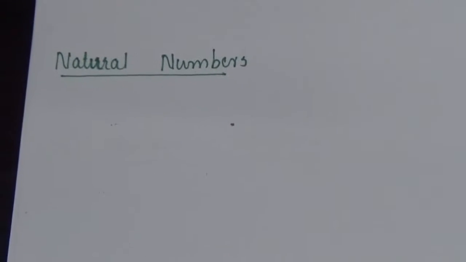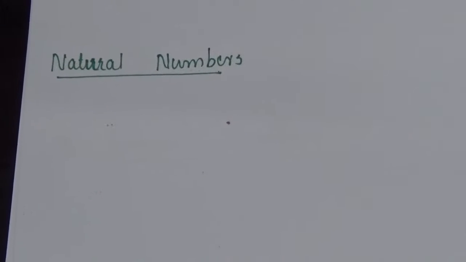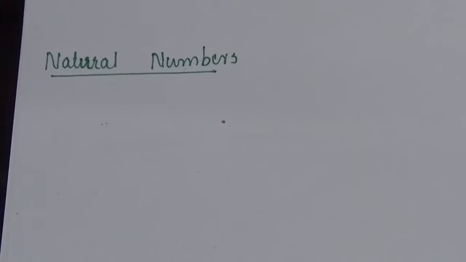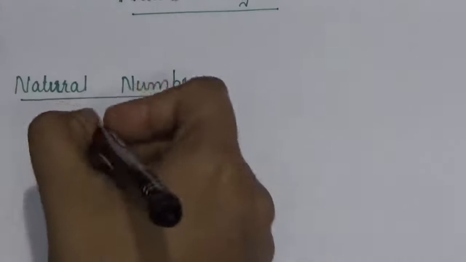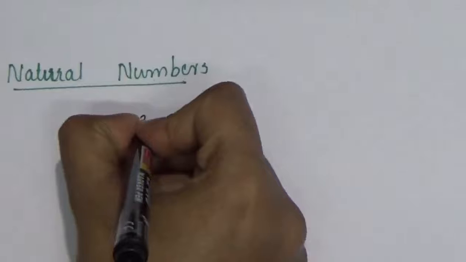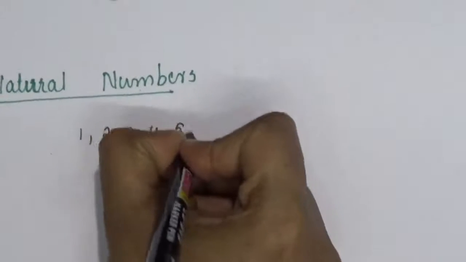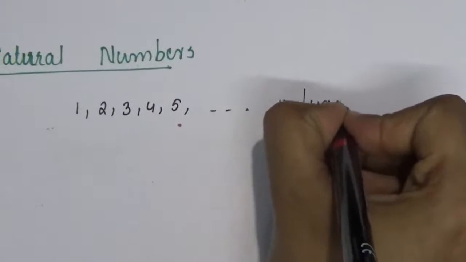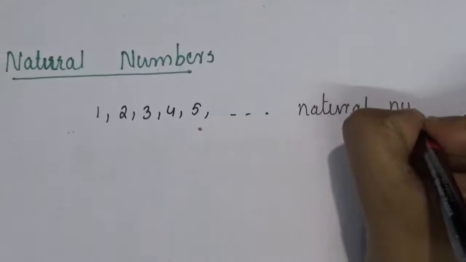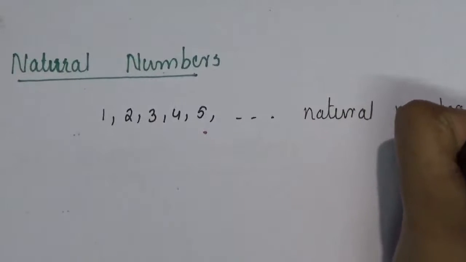Now we are going to the basic number systems, that is whole numbers, real numbers, rational numbers, etc. So the first one is natural numbers. Natural numbers, we all know, are the counting numbers. The numbers 1, 2, 3, 4, 5, etc. are called natural numbers, or another name is counting numbers.